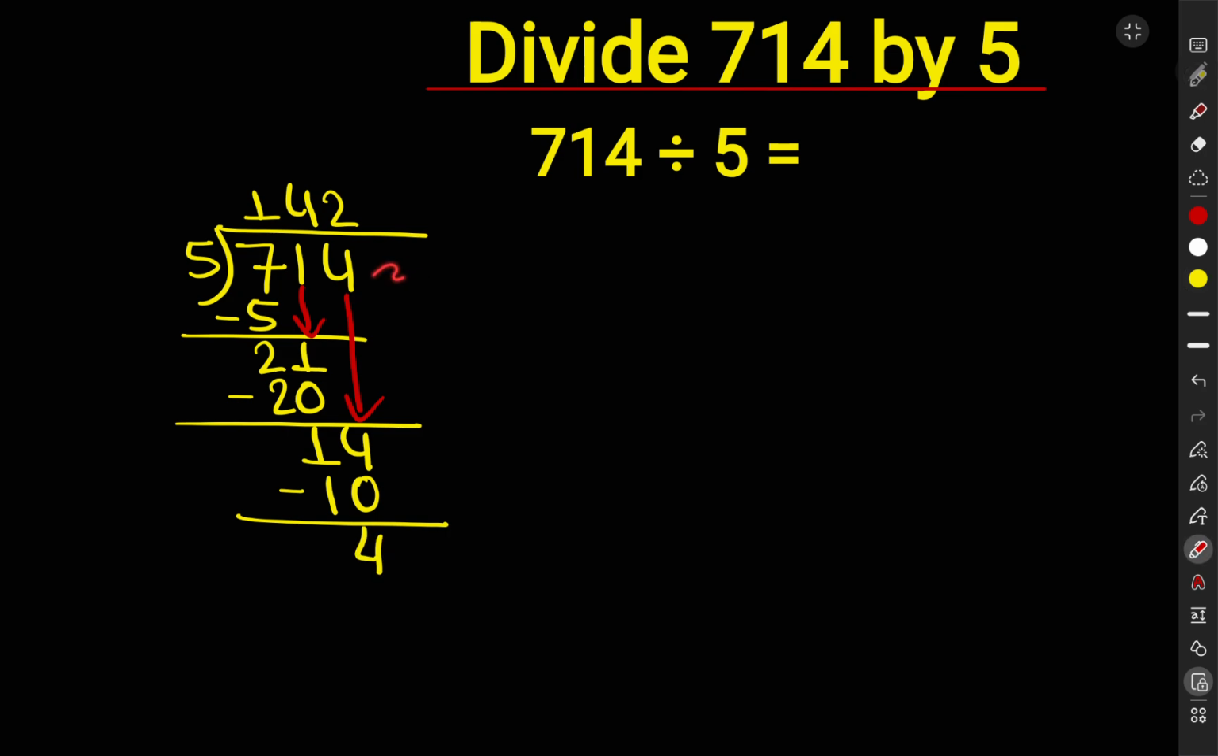So now we have no other number to put down. So we put a decimal here, so that we can put 0. So it is 40 and 5 times 8 is 40. On subtracting we get 0. So 714 divided by 5 is 142.8.